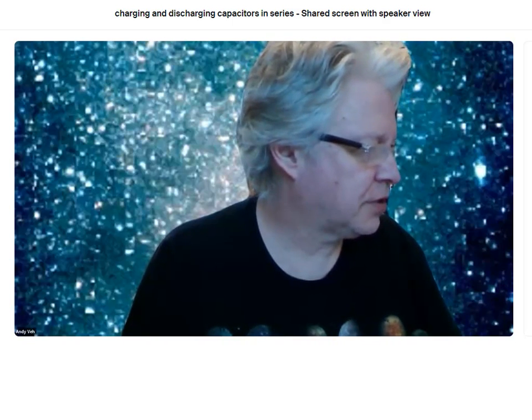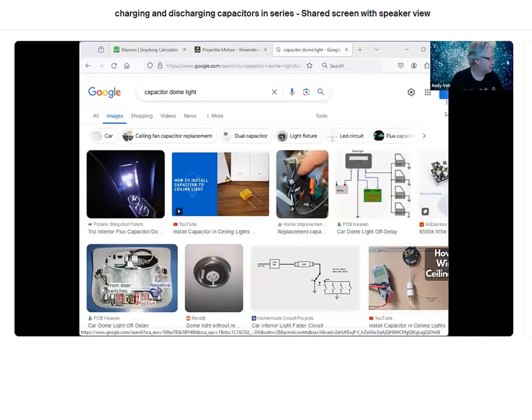All right, so this is about charging and discharging capacitors. And just a quick view here, if I find it, there we go. So here are capacitors. They're used in all kinds of electronic circuits.